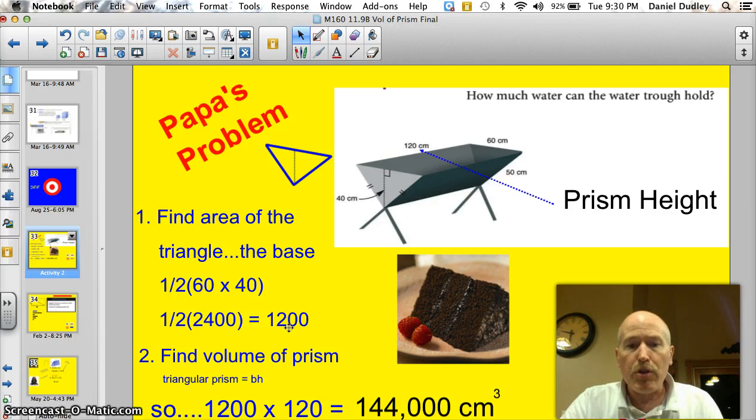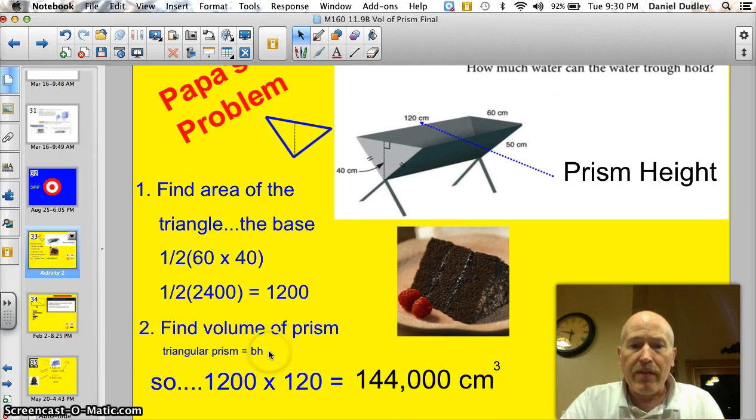Now I'm ready for step 2. Step 2, you find the volume of the prism by just multiplying the base times the height. Well, here's my base, 1200, times the prism height, it shows it right here. It's 120 centimeters long. So times 120. So a basic fact here is 12 times 12, which is 144. And then of course I have three zeros, so it would be 144,000 centimeters cubed because we have three measurements there.